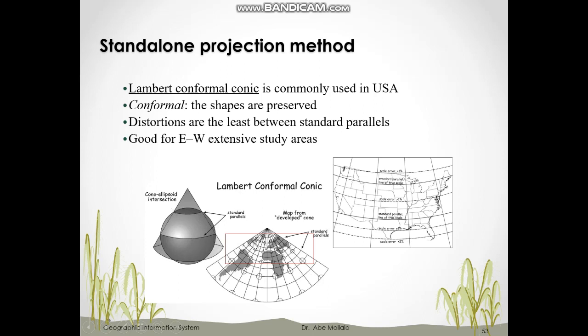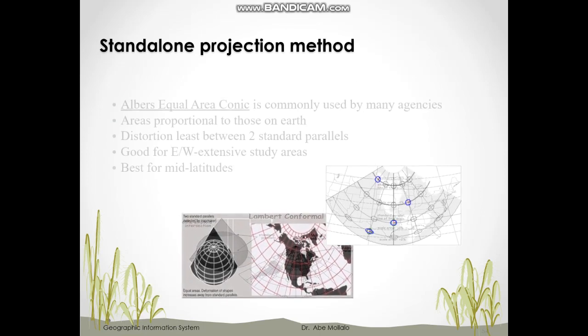So major characteristics of Lambert projections are distortions are minimized within this band. So we have very low distortion within the band between these two standard parallels, but beyond these two standard parallels, outside of this band, distortion will increase, okay? So that's why the Lambert projection method is very good for areas that are extended from east to west, such as United States. And it also is conformal, which means that the shapes are preserved.